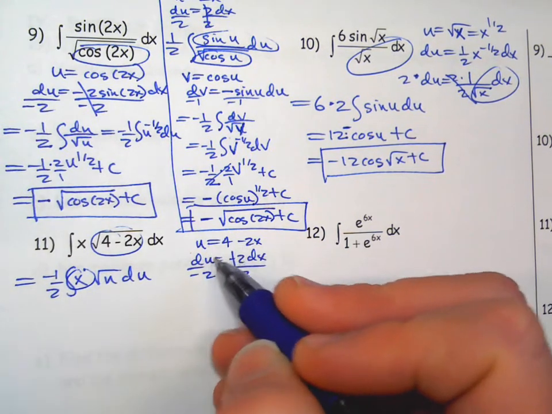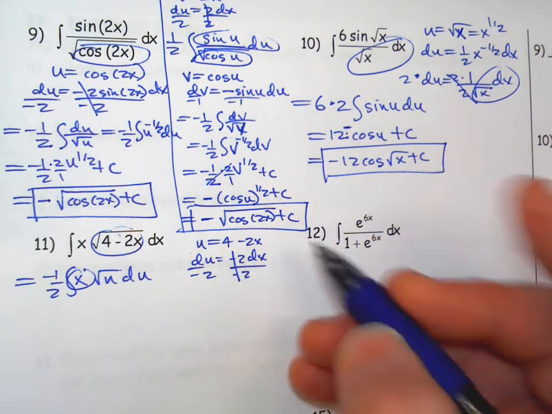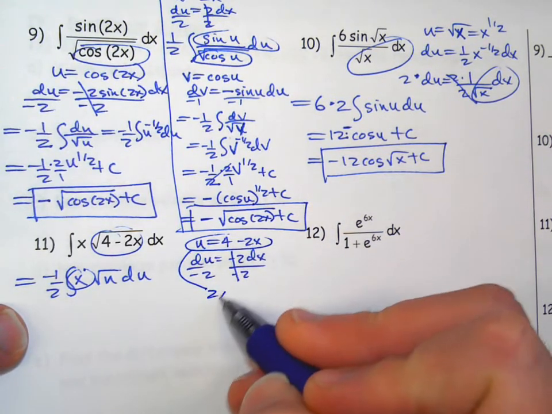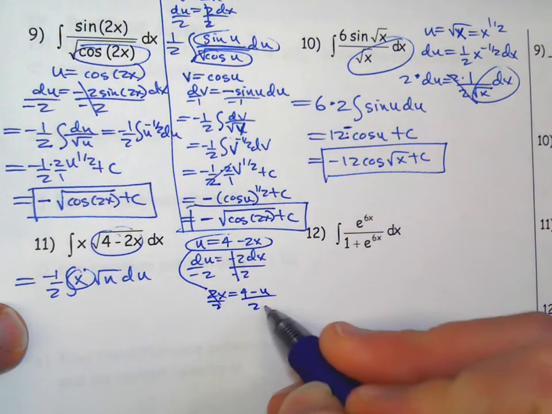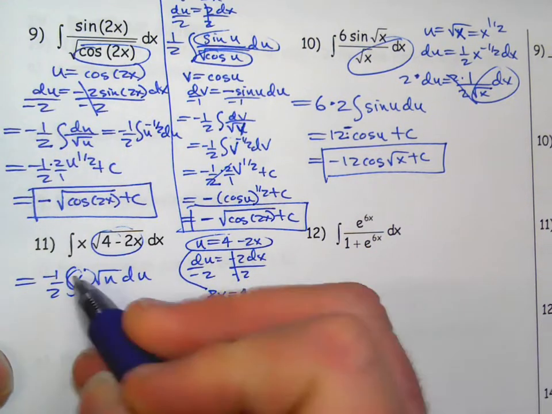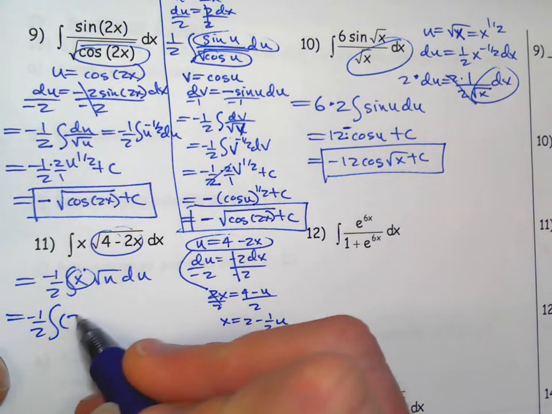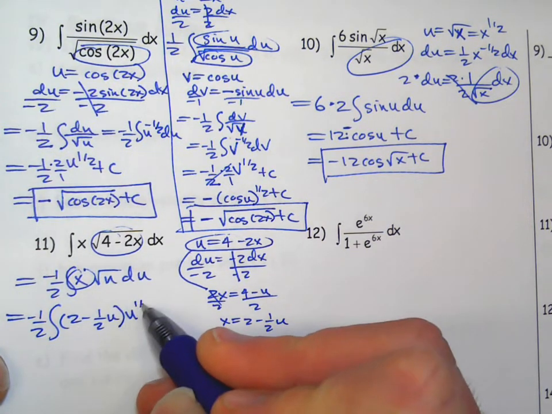So the trick here is either, the problem is we picked the wrong u, or we can't do it, or we can do it. So if we solve for x, it's going to be 2x equals 4 minus u. X equals 2 minus 1/2 u. So I'm going to plug that in there. Negative 1/2, 2 minus 1/2 u. I'm going to change the square root of u to u to the 1/2.